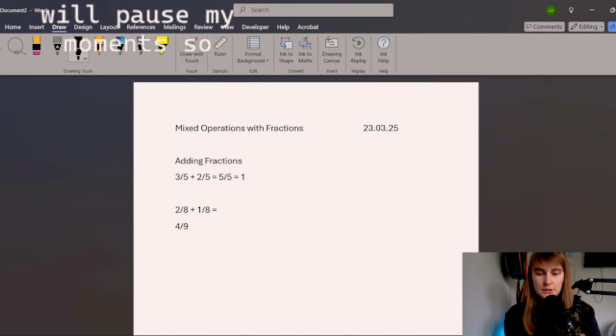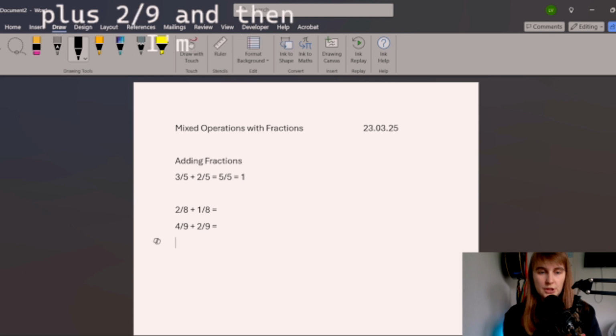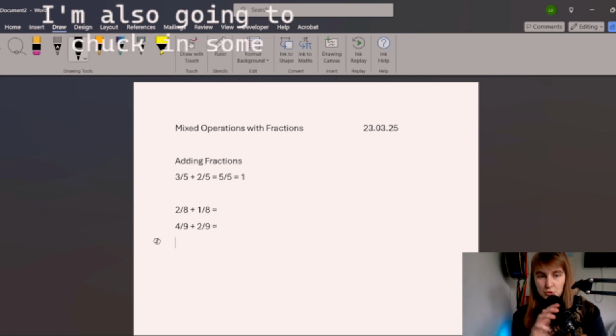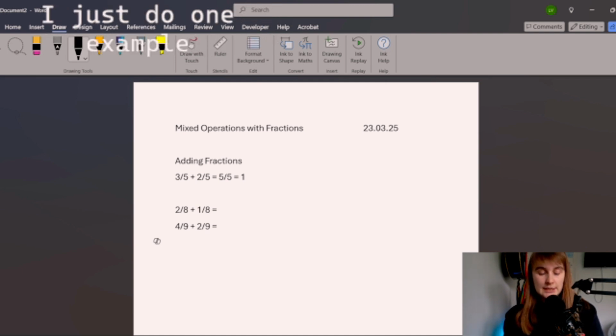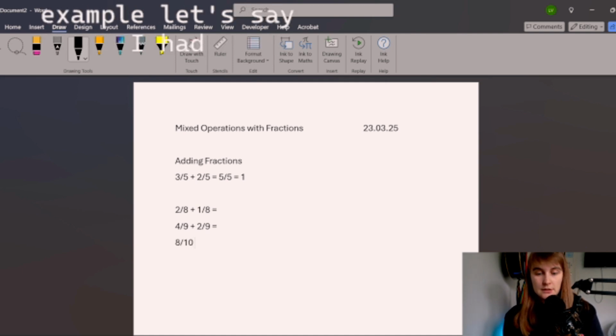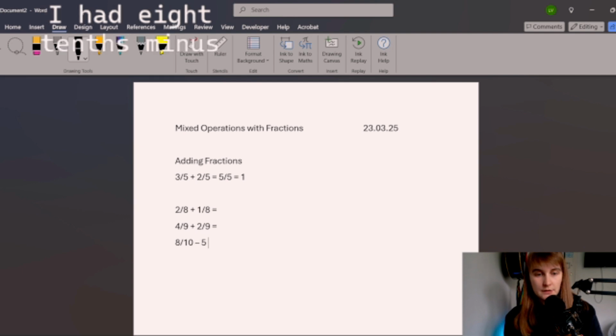So 4/9 plus 2/9. And then I'm also going to chuck in some subtractions here. Now the subtractions work in exactly the same way. So if I just do one example, let's say I had 8/10 minus 5/10.